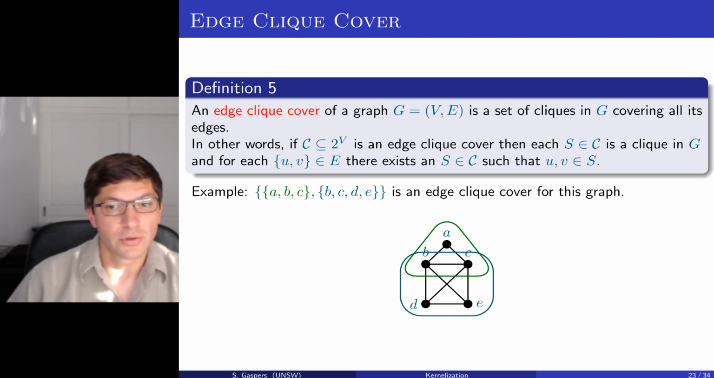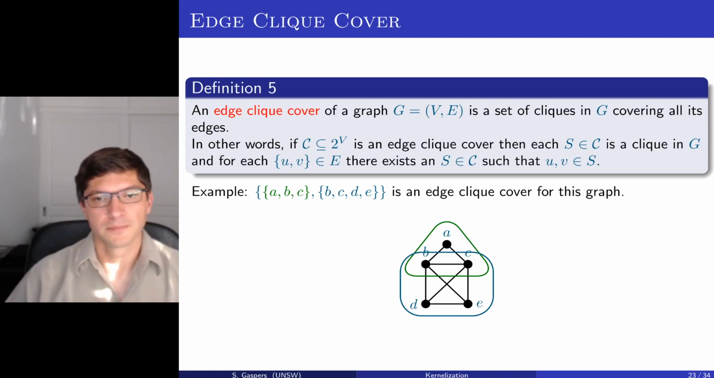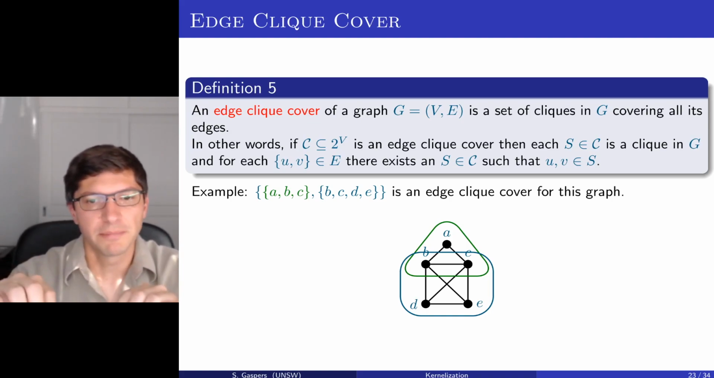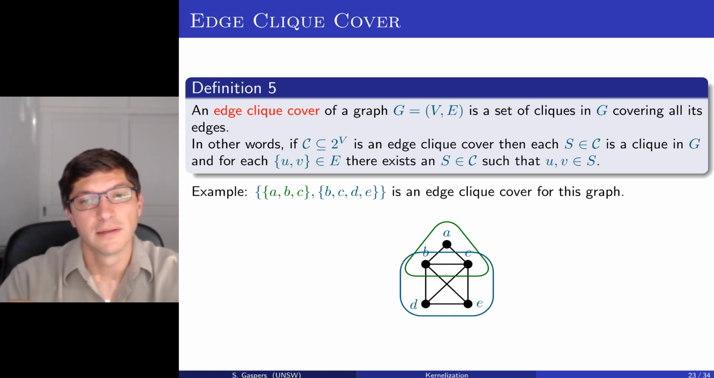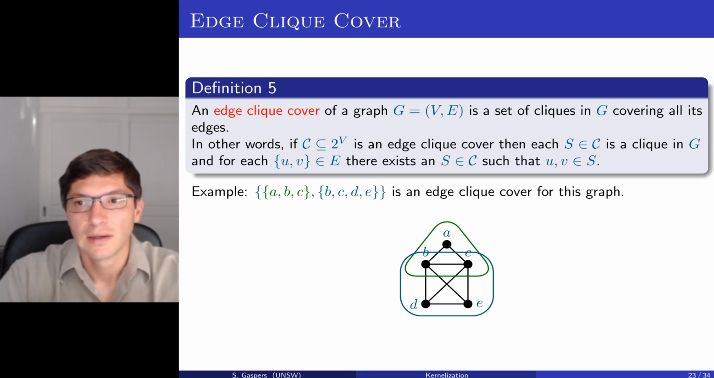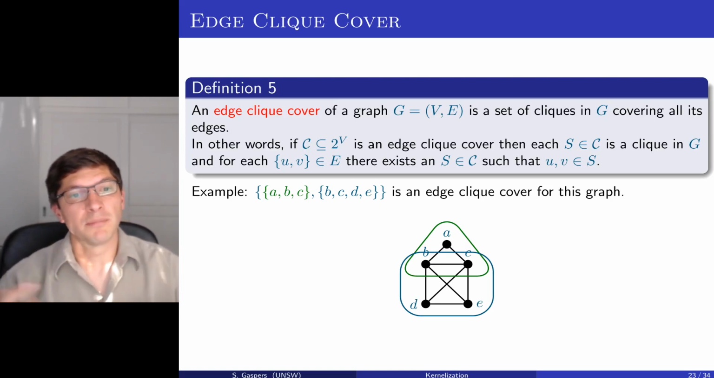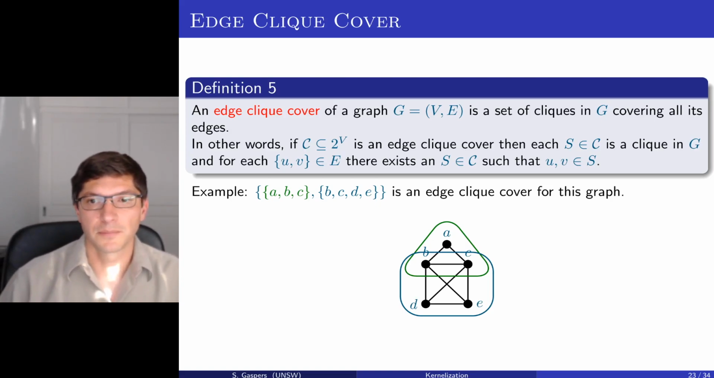So every edge of the graph must be inside at least one of the cliques that we selected. We're going to select cliques, and an edge is covered by a clique if it's completely inside this clique. And now the size of an edge clique cover is the number of cliques that we selected.